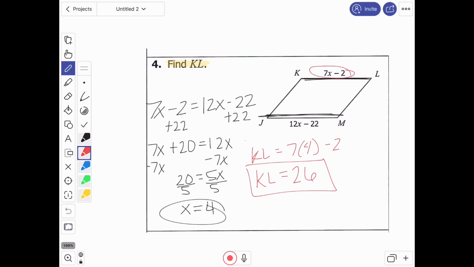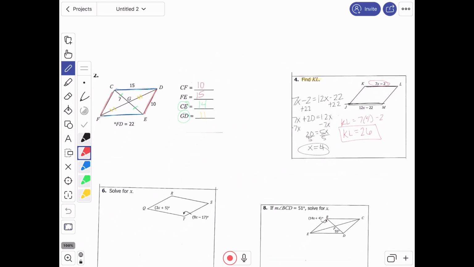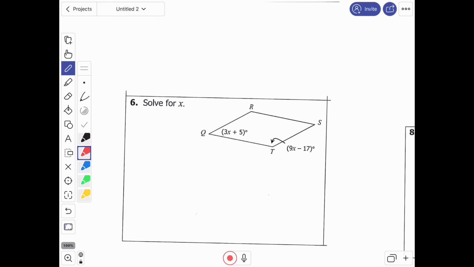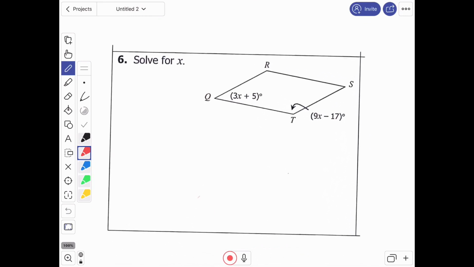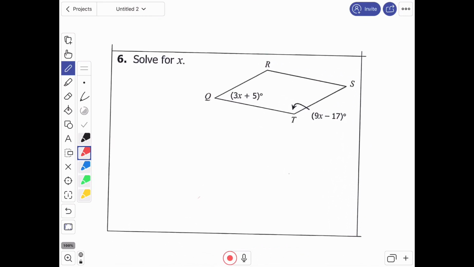Alright, number 6. I saw a lot of people think, oh, these are two angles, I'm going to set them equal to each other. These angles are not considered to be opposite of each other. They're actually what we call consecutive angles. So consecutive angles are supplementary angles, so they have to add up to 180 degrees.